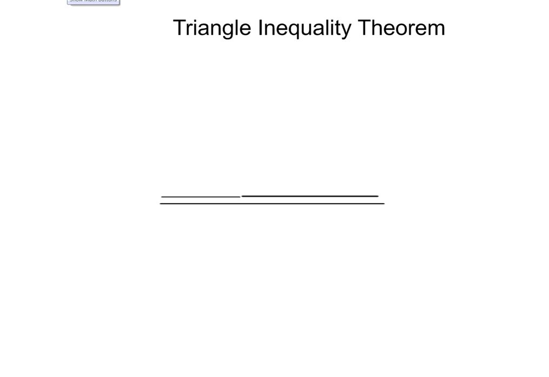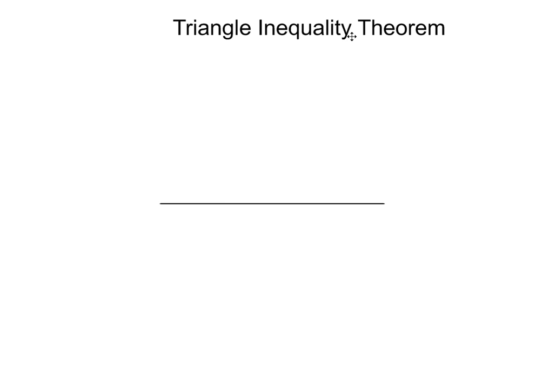Now, the triangle inequality theorem is one of those common sense type deals. Here we have these sides, and the question is, can we make a triangle with these three sides right here? And the answer is no, we can't, because no matter how we try to make the angles, they will always fall short because these two right here are not longer than that third side.